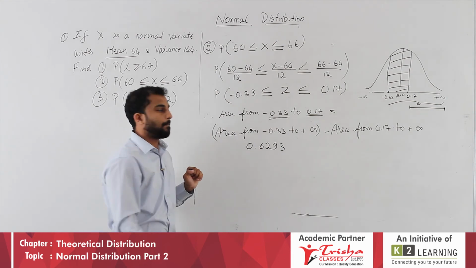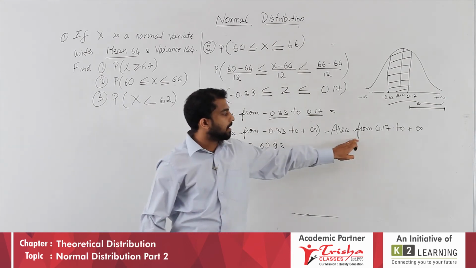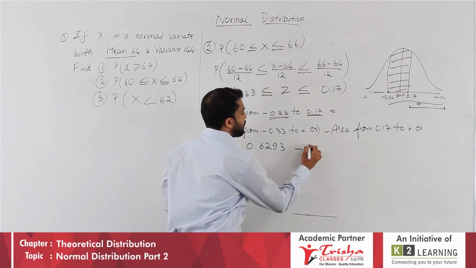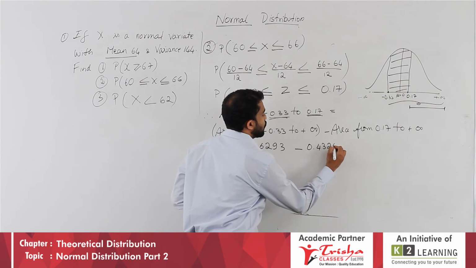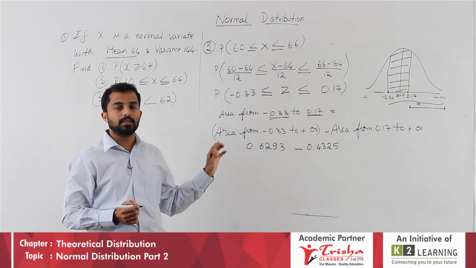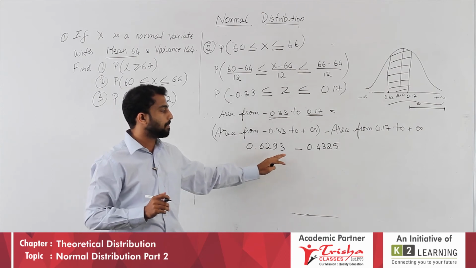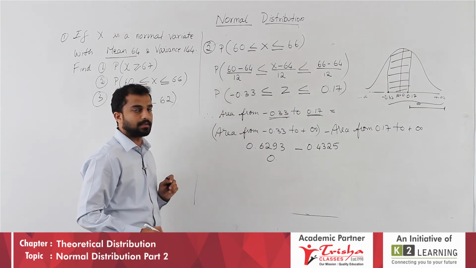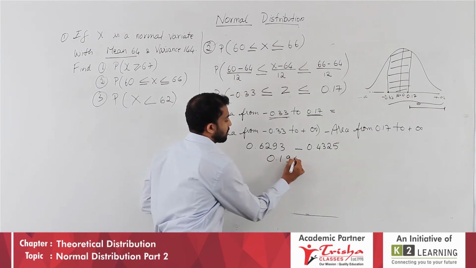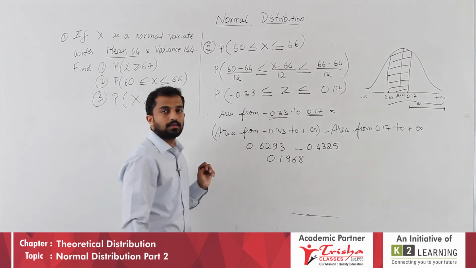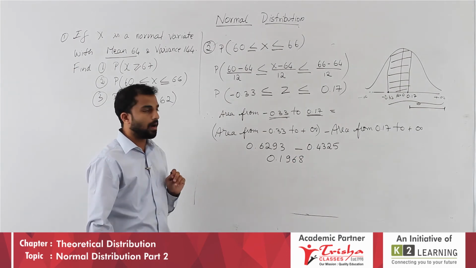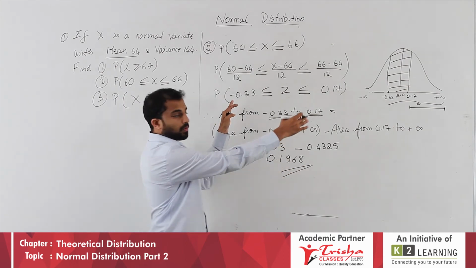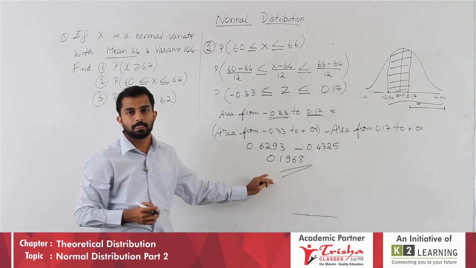It should be 0.6293. Minus, how much is the area from 0.17 to plus infinity? Yes, it should be 0.4325. Subtract both the areas, students: 0.6293 minus 0.4325, you will get 0.1968. This is the area required, or this is the answer required for the probability of the area between these two numbers, and this is the answer.